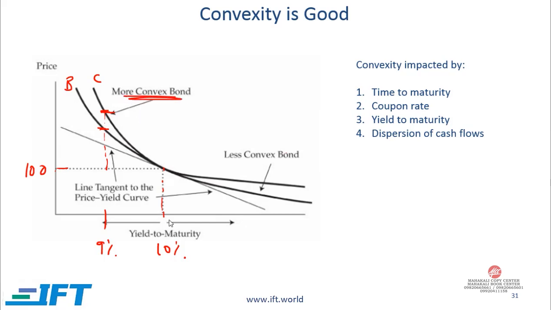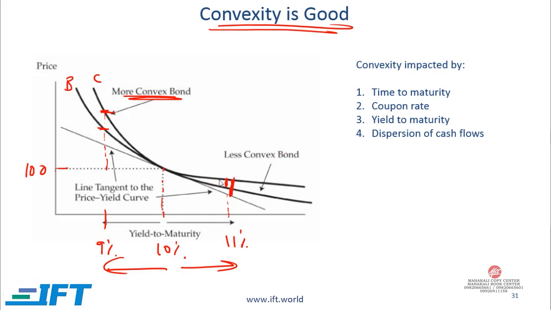Now what happens if the yield to maturity goes to 11%? Here, if you look at bond C, the depreciation is this much, whereas for bond B, the depreciation is greater. And this illustrates the fact that convexity is good for a bond investor, because when rates go down, the bond which is more convex appreciates more, and when rates go up, the bond which is more convex depreciates less.